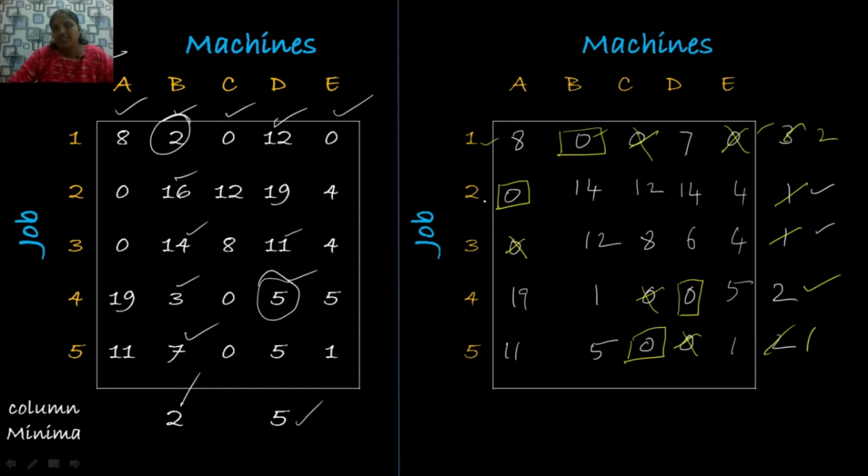First row has an assignment, whereas second row also has an assignment, whereas third row doesn't have any assignment. Fourth and fifth row has an assignment. So which means the current assignment is not optimal. So we move on to next step. So in this next step, what we are going to do is we have to draw a minimum number of lines to cover all 0 elements.